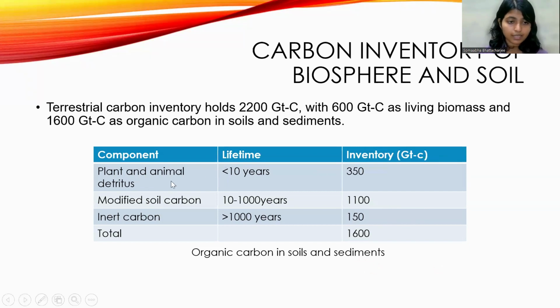So in this table, as we can see, these are the various components. They are plant and animal detritus, the modified soil carbon, inert carbon, and then we have the total of all three components. In this part we have the lifetime, and in this we have the inventory. This table is only for the organic carbon in soil and sediments, totaling 1600 gigatons of carbon.